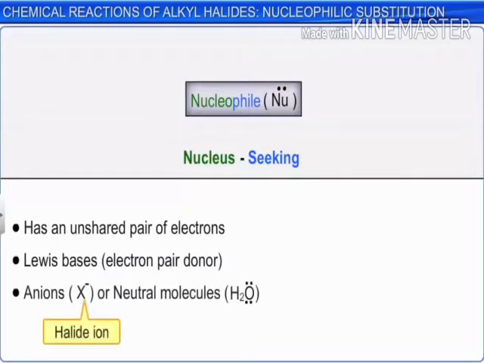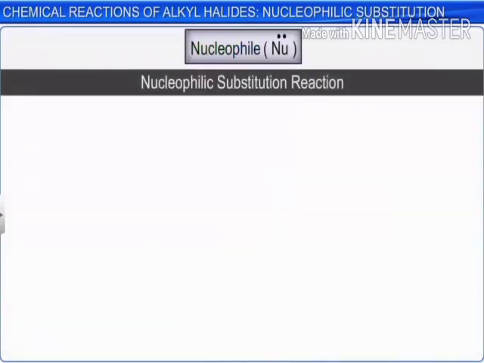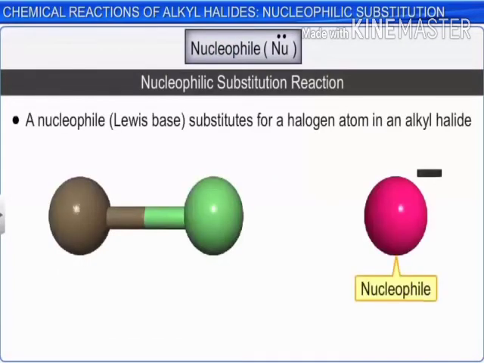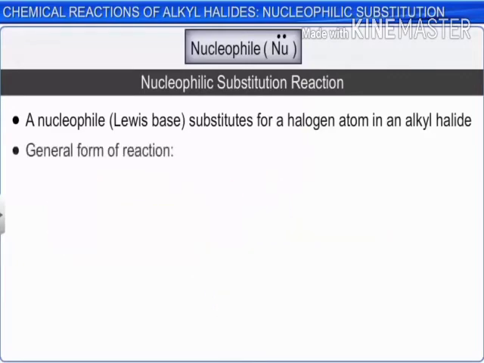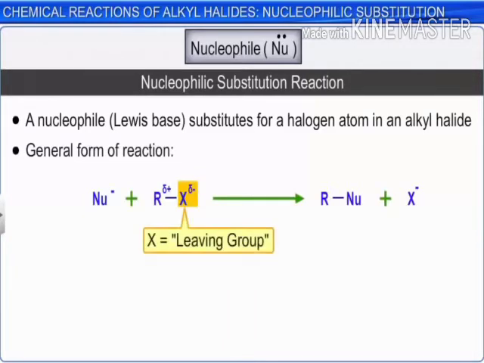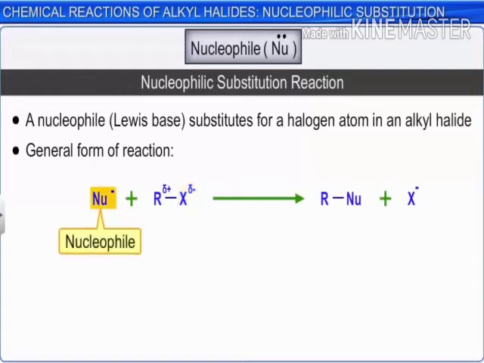Nucleophiles may be anions or neutral molecules. In nucleophilic substitution reactions, a nucleophile or a Lewis base substitutes for a halogen atom in an alkyl halide. Here is the general form of the reaction. The halogen is referred to as the leaving group because it leaves the alkyl halide when the nucleophile reacts. Since the substitution reaction is initiated by a nucleophile, it is called a nucleophilic substitution reaction.